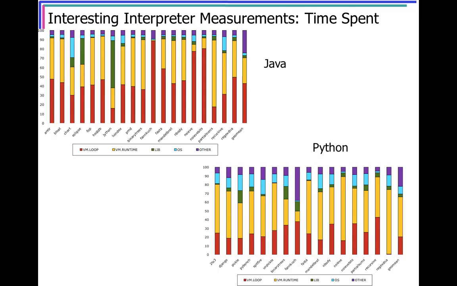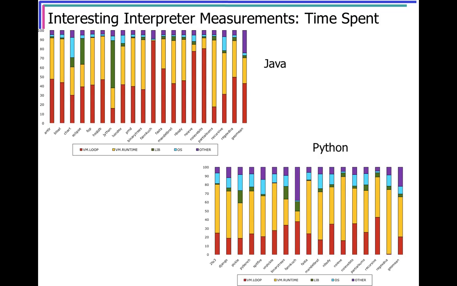What you'll see, the general observation, is that more time is spent in the dispatch loop, the interpreter loop, for Java than Python. This is because Python instructions are not typed. So we can do the decode and dispatch, but when we go to implement a Python instruction, we have to go out to the VM runtime to figure out all of the types of the operands on the fly.